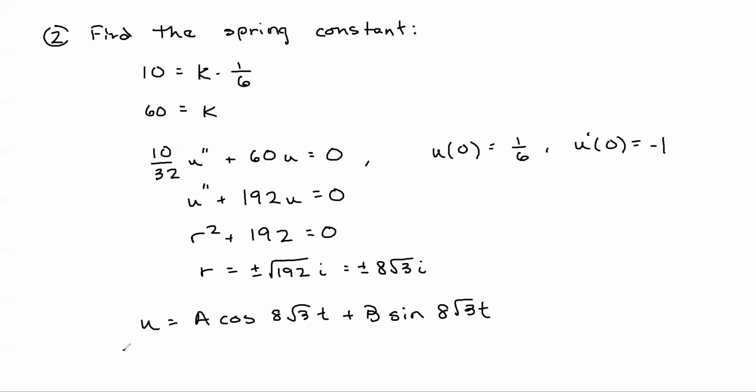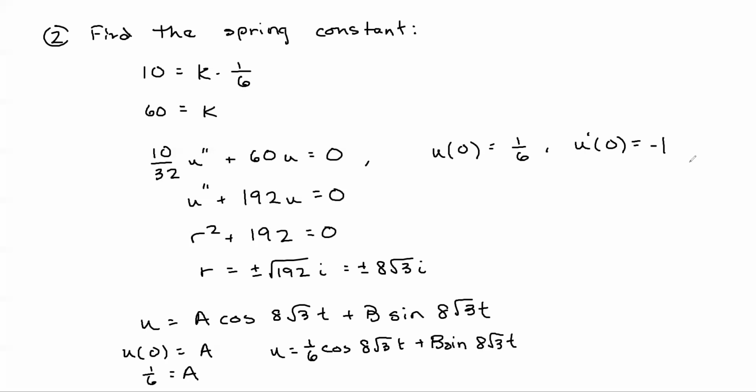If we go through and do u of 0, what would happen here? Sine of 0 is 0, so it's going to kill this term. Cosine of 0 is 1, so we're just going to get A. So we'll have 1/6 equals A. And then if you plug that in, you're going to have u equals 1/6 cosine 8√3t plus B sine 8√3t. So we still need to solve for B.